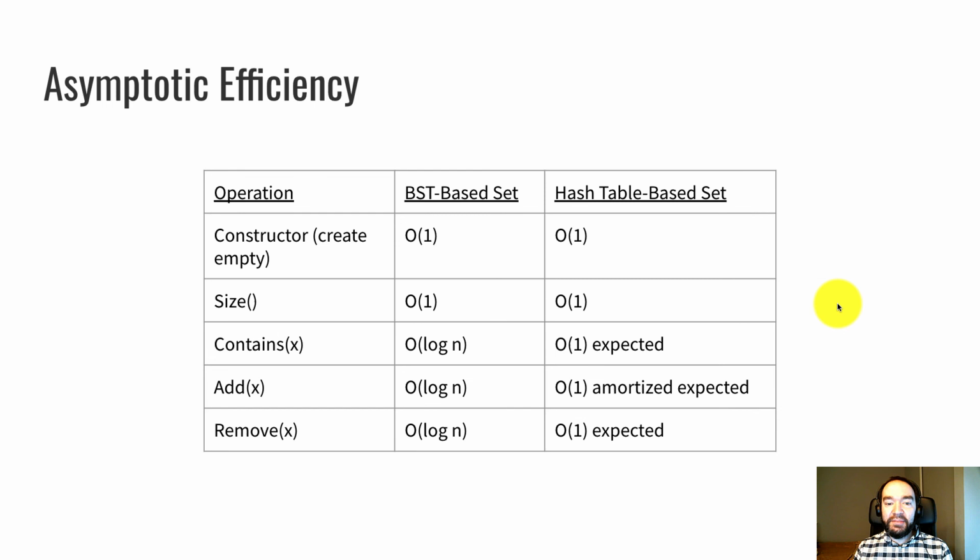So here's how these compare. It's efficient no matter how you cut it, but we get the same trade-off we had with maps because we're basically just calling a map operation for each one of these set operations. So whether you use a binary search tree or a hash table, you can construct a set in constant time. You can get the size of the set in constant time. And then with the binary search tree, search, add, and remove are logarithmic worst case time each. And with the hash table, those are constant expected time.